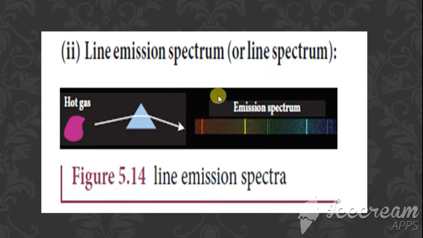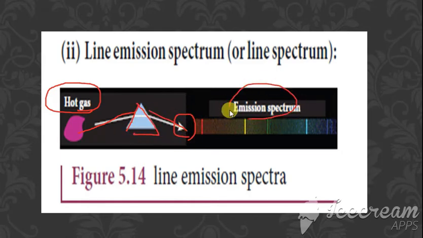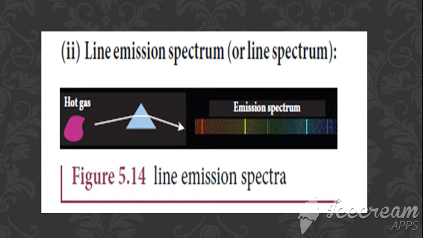Clear? Then the line spectrum. What is the line spectrum? If light from a hot gas, so we are considering a hot gas, is made to pass through the prism, what we obtain is called a line emission spectrum. Clear? First we have seen the continuous and now this is the line. The difference is that in continuous we consider an incandescent lamp, and here we are considering a hot gas. That is the only difference between continuous and line.